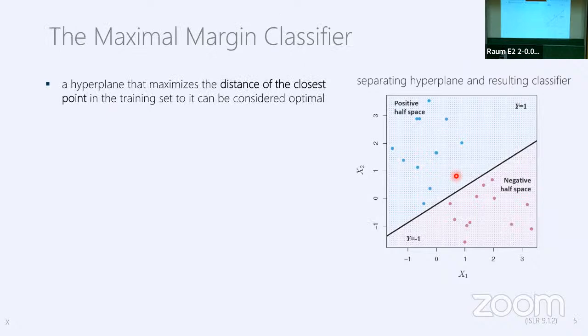So now let's try to formalize this idea of finding a hyperplane that separates the two classes as best as possible. And essentially, one way to think about this is we want to maximize the distance of the closest training data point to the hyperplane. And if the distance is as high as possible, that means we have the best possible hyperplane.